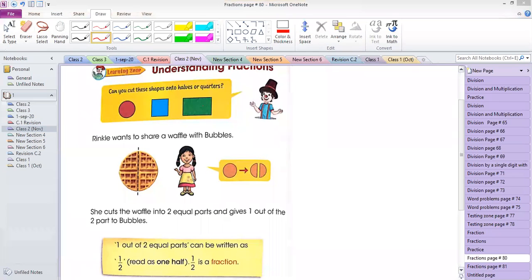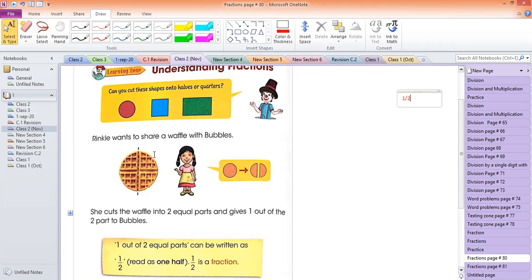Okay, look here. Wrinkles wants to share a waffle with Bubbles. This is the whole waffle she has. But what she did, she divided it into two equal parts. One of the parts she is going to eat, and one of the parts she is going to give to Bubbles. So if I ask you how much of the waffle Wrinkles and Bubbles are each going to eat, you will say, sir, it will be half. It will be 1 divided by 2. It will be half. How do you know?